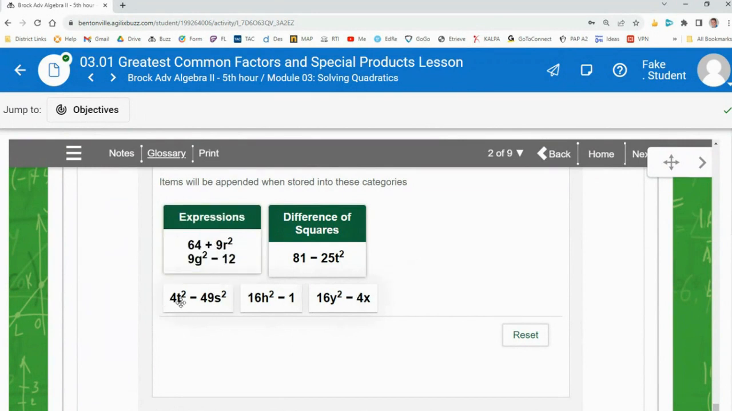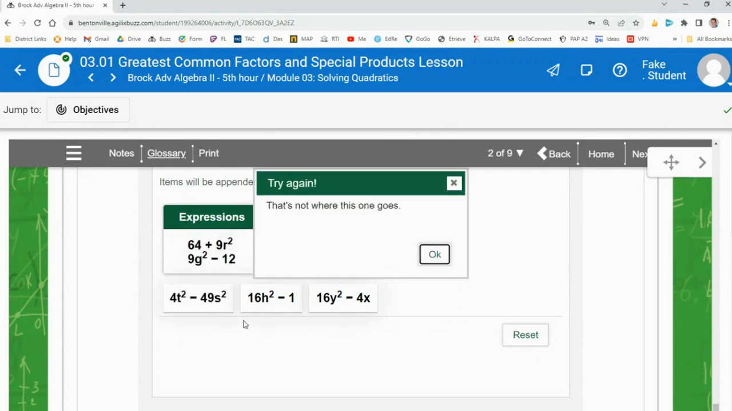How about 4t squared minus 49s squared? Are those both perfect squares? Is this a difference of squares situation? Sean says, yep, that's a difference. It's a difference of squares. It's 2t and 7s, right? Because we'd have 2t plus 7s and 2t minus 7s.